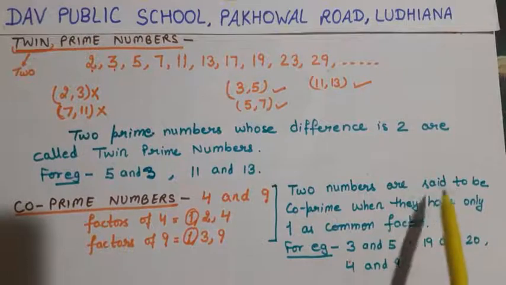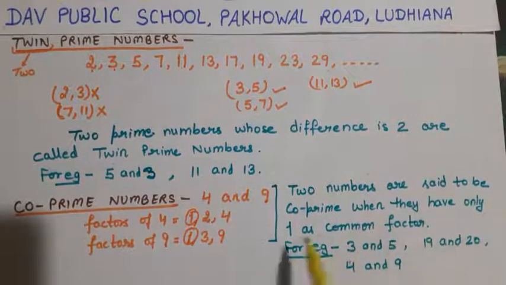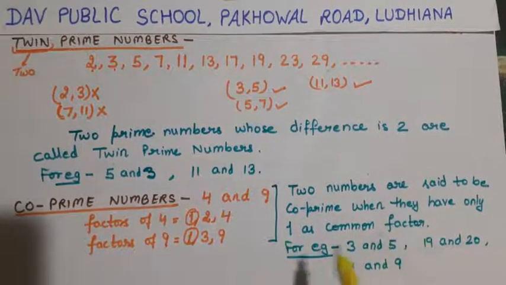So two numbers are said to be co-prime when they have only 1 as a common factor. For example, 3 and 5, 19 and 20, and as we discussed, 4 and 9.